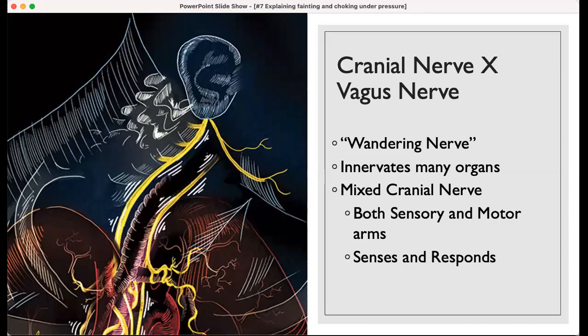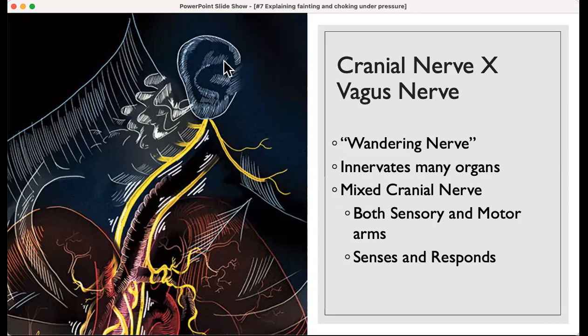Cranial nerve 10, the vagus nerve, innervates several organs. It's mixed, which means that it has sensory input. For instance, in the stomach, it senses that the stomach has food in it, and then it has a motor arm that initiates gastric acid production, I should say. So it both senses and it also is able to respond.